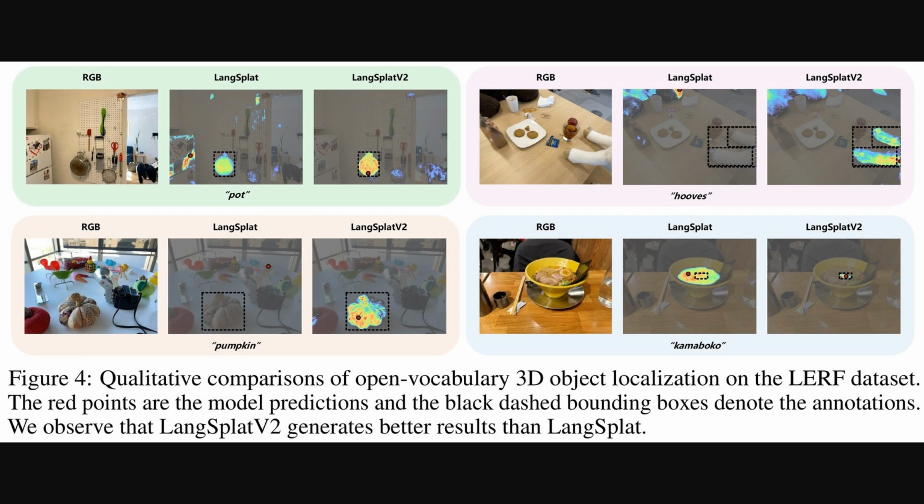And those better scores aren't just abstract numbers. This next set of images gives us a great visual comparison for what's called open vocabulary 3D object localization, which is basically asking the model to find an object in a scene just by typing in its name. For example, when searching for pumpkin or kamaboko, you can see the original LangSplat often creates a vague, diffuse highlight. In contrast, LangSplatV2 is much sharper, precisely identifying the object with a tight, accurate heat map. This visual evidence really confirms the quantitative improvements we just saw.